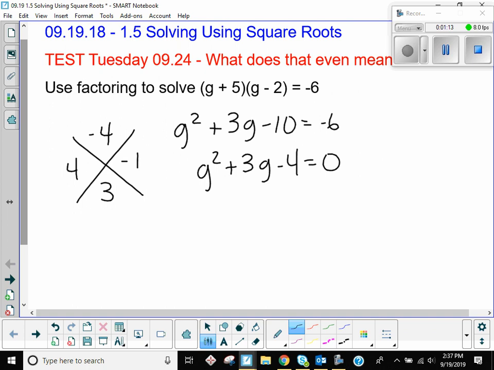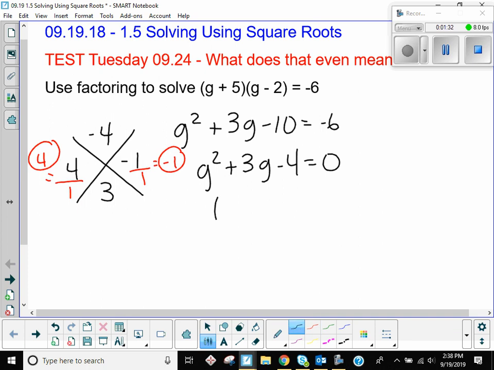And it's 4, negative 1. You divide by the A value, which is 1. That doesn't happen to change anything. I will always do that step, though, for consistency. So when A is not 1, we'll still remember to do it.